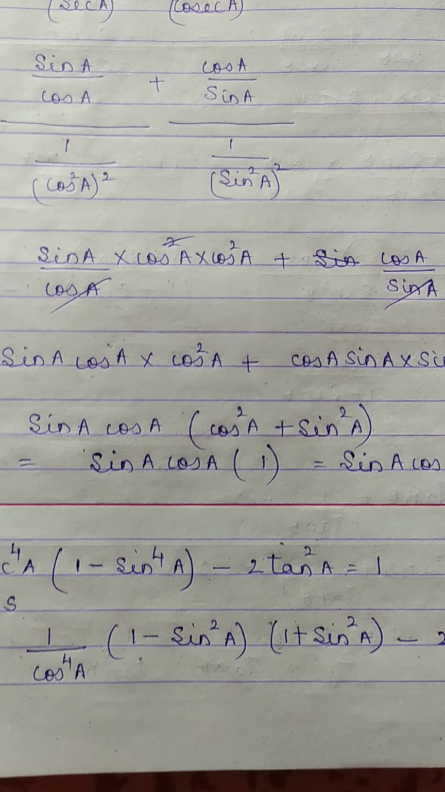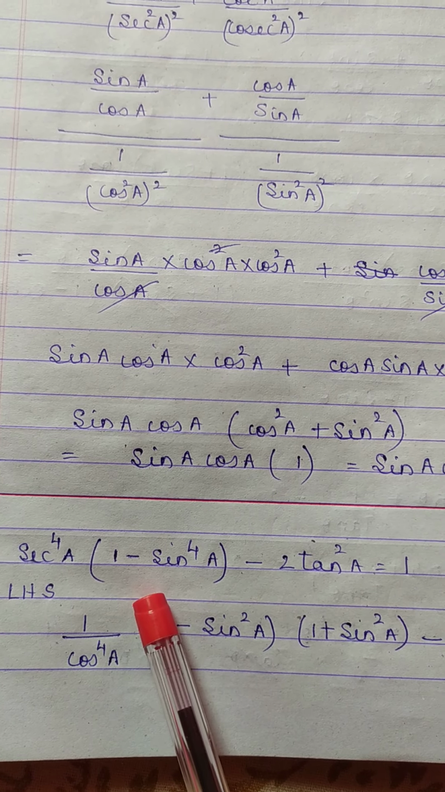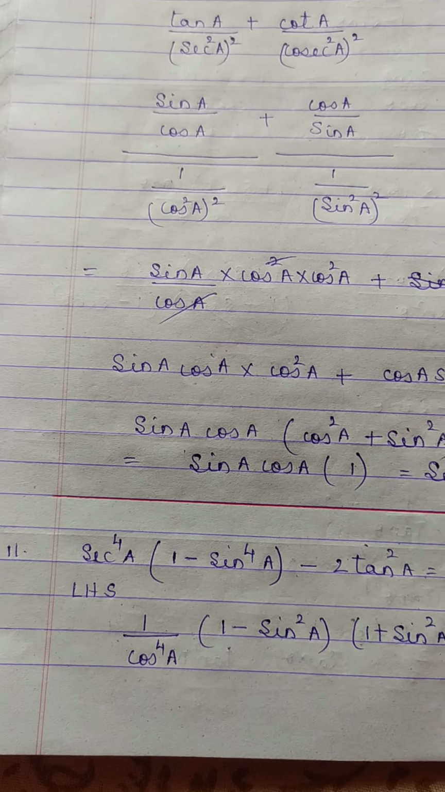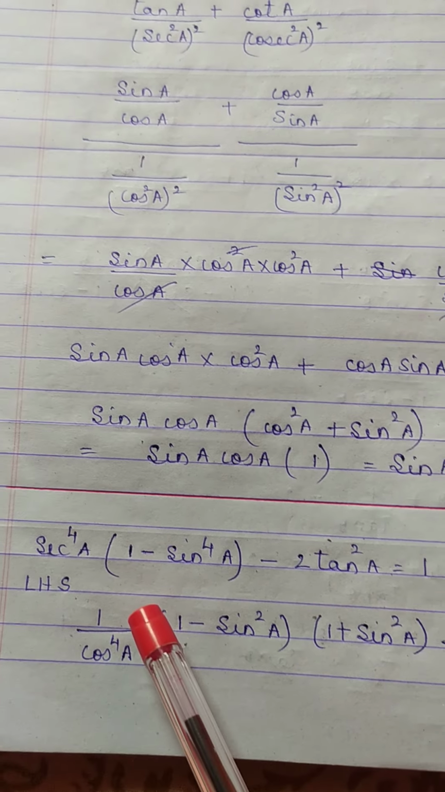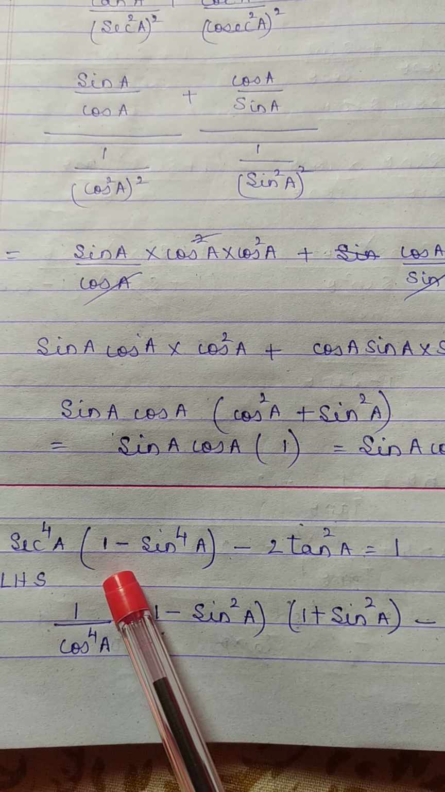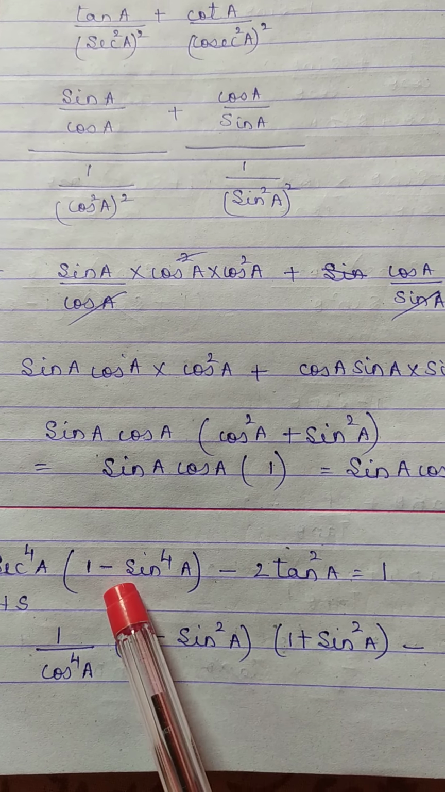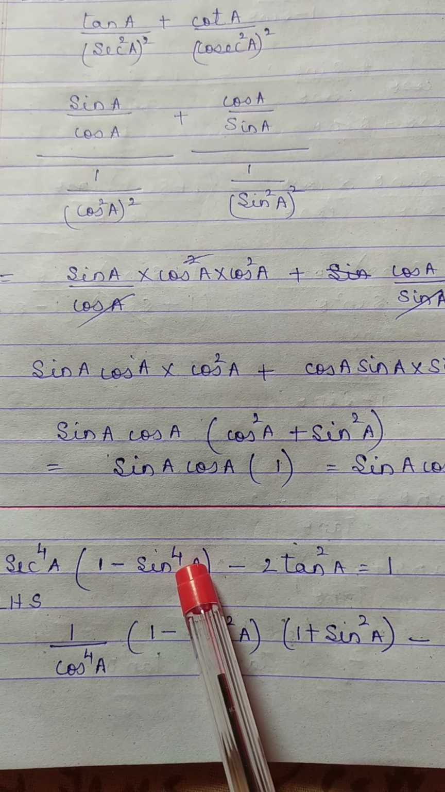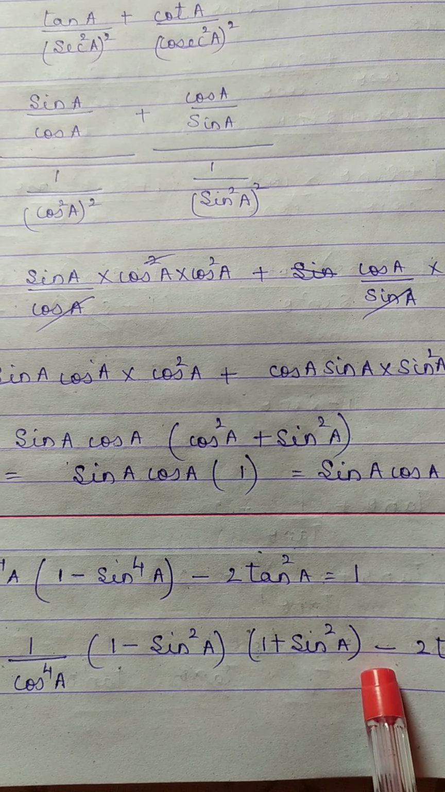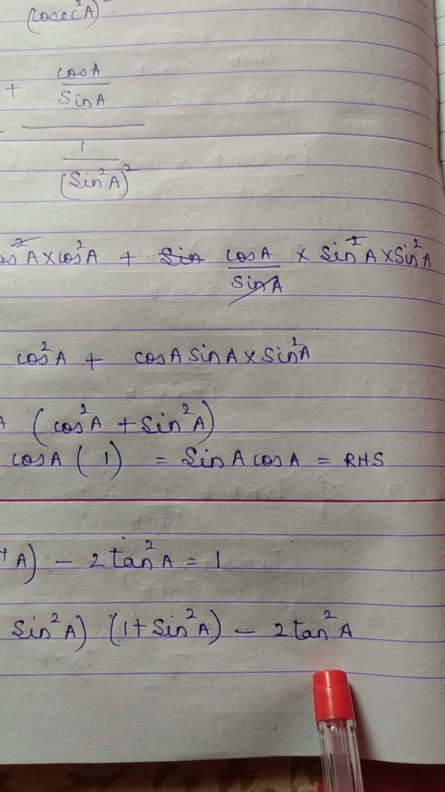Next question number 11. Secant raised to 4a into 1 minus sin raised to 4a minus 2 tan square a equal to 1. Secant raised to 4a, write it as 1 by cos raised to 4a. This is like a square minus b square. Now this can be written as 1 square minus sin square a the whole square. So I can write it as a minus b into a plus b, where your a is 1 and your b is sin square a minus 2 tan square a.